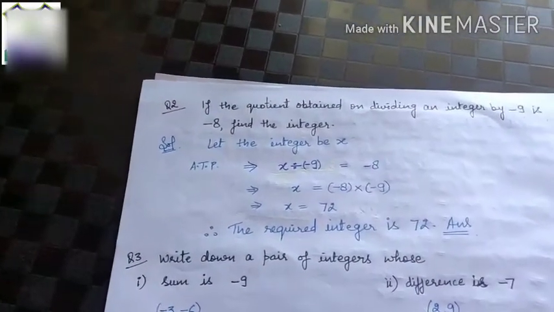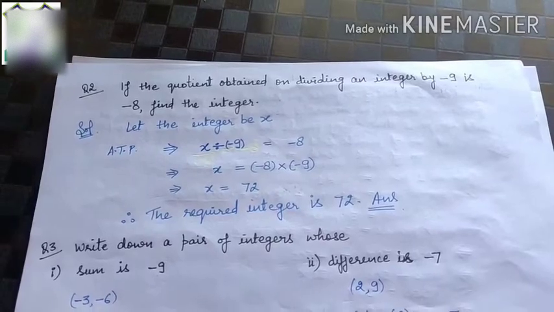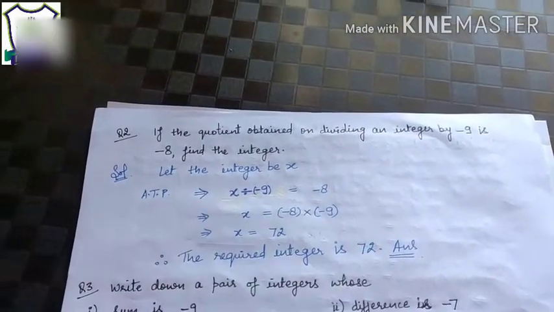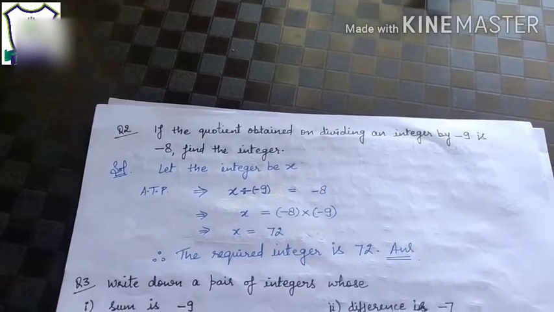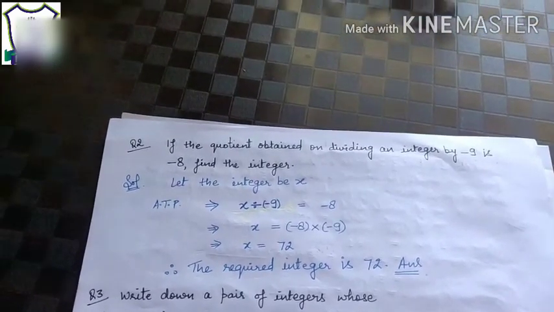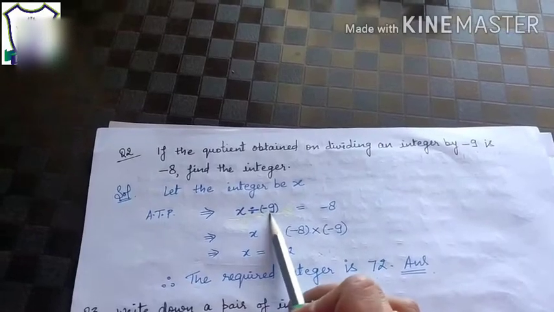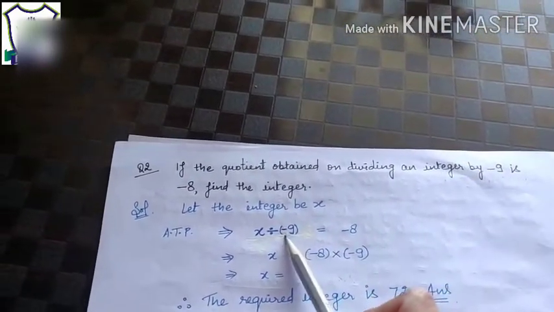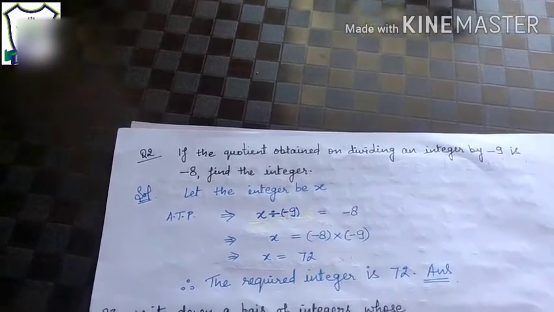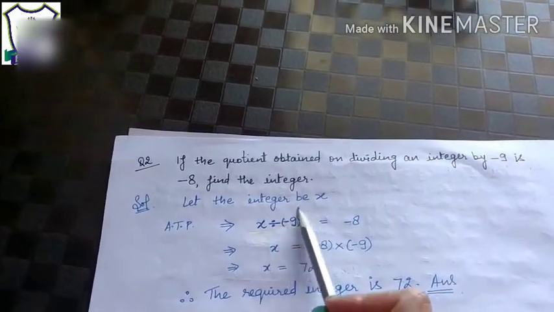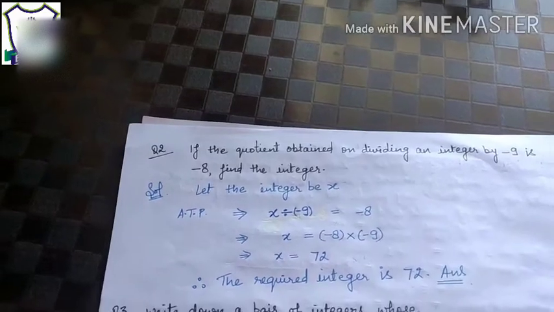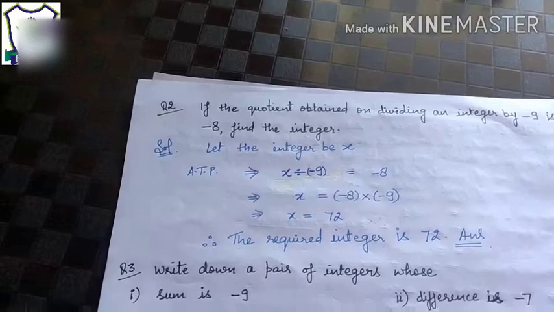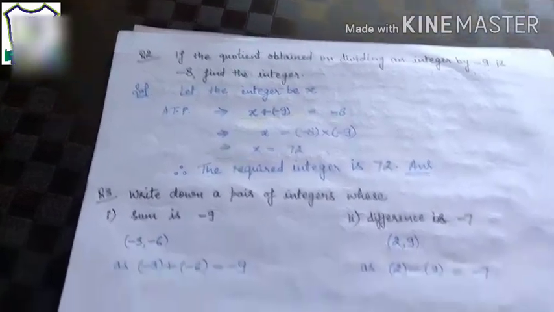Next. If the quotient obtained on dividing an integer by -9 is -8, then find the integer. Again, let us take the integer to be x, right? Now, x divided by -9 is equal to -8, because that integer divided by -9 is -8. So, it is equal to -8. Now, it is divided here. If I take it to the other side, it will be multiplied. -8 into -9, 72. This is the integer.